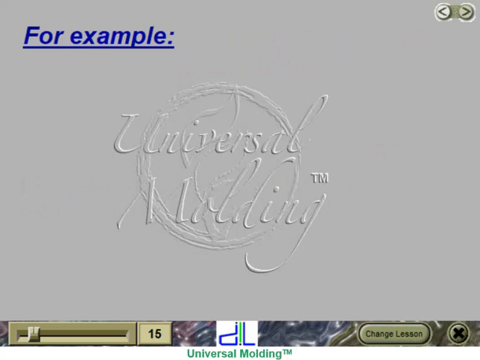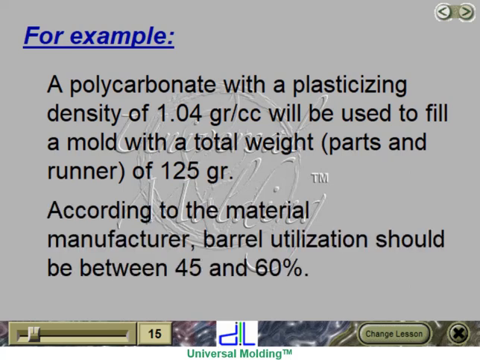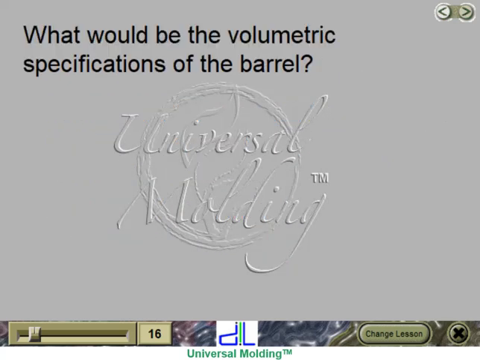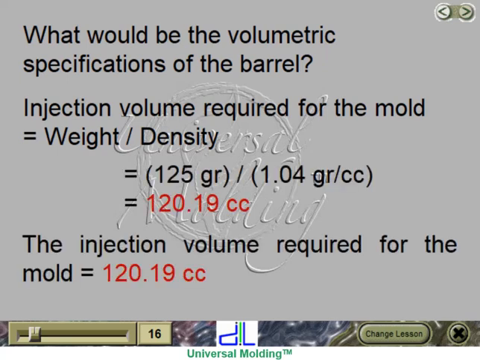For example, a polycarbonate with a plasticizing density of 1.04 grams per cubic centimeter will be used to fill a mold with a total weight, parts and runner, of 125 grams. According to the material manufacturer, barrel utilization should be between 45 and 60%. What would be the volumetric specifications of the barrel? Injection volume required for the mold would equal weight divided by density. In this case, the injection volume required for the mold would equal 120.19 cubic centimeters.